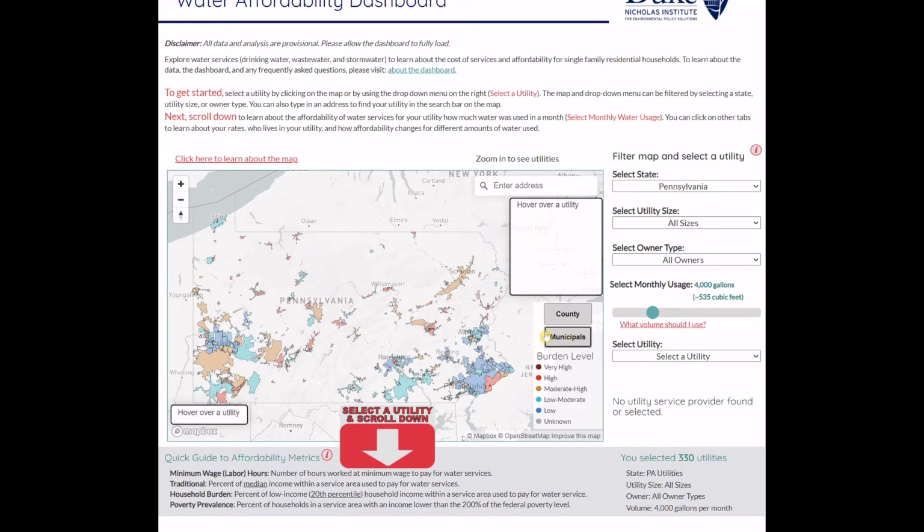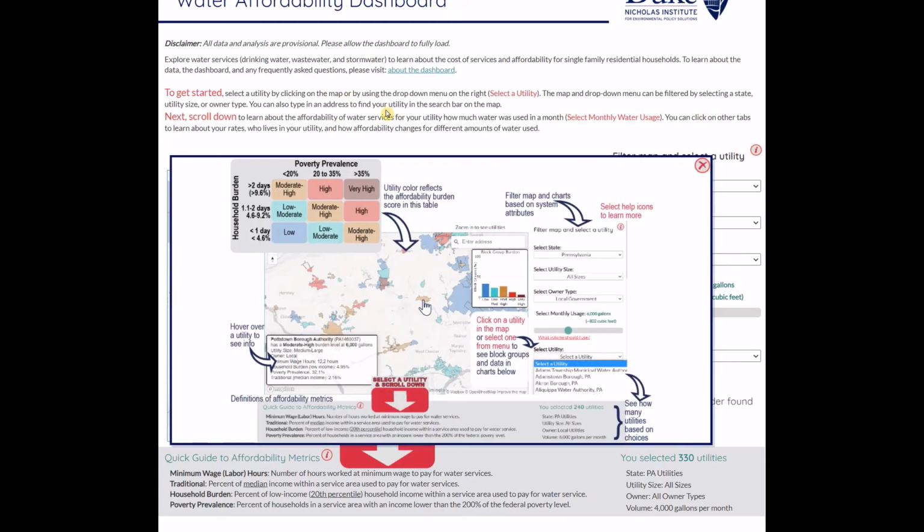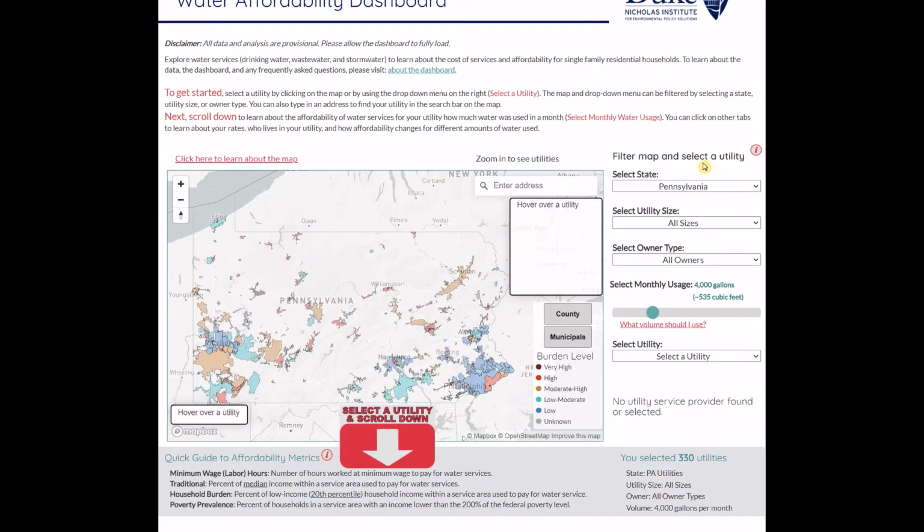The colors refer to the affordability burden level at the selected volume of water. The burden level refers to the combination of two metrics, poverty prevalence, or what percent of households in the service area are below 200% of the federal poverty level and the household burden income, or what percent of a low-income household revenue is going towards paying for water services. A legend showing the burden level and color are provided on the bottom right of the map.